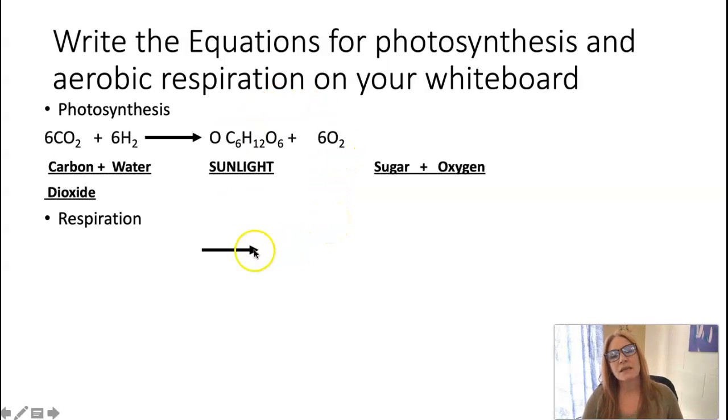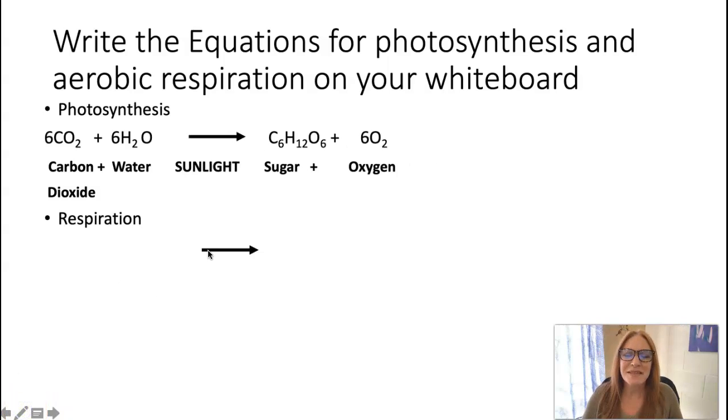Okay. The equation for photosynthesis is 6 carbon dioxide molecules plus 6 water molecules are converted into, oh, that sunlight should be over there. Hang on. Hey, sorry about that. I guess I didn't catch some typos and some editing errors.